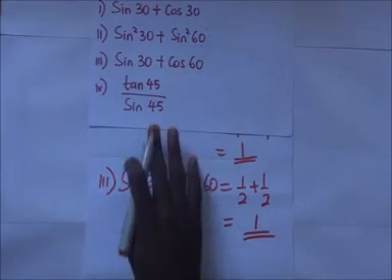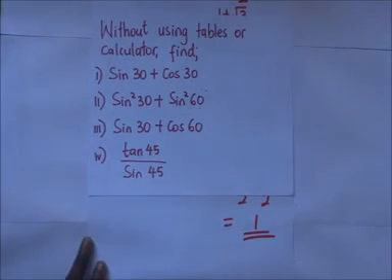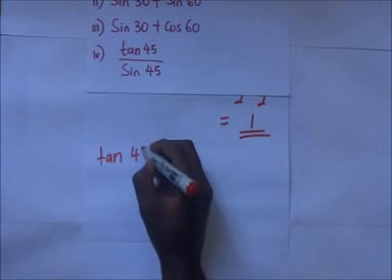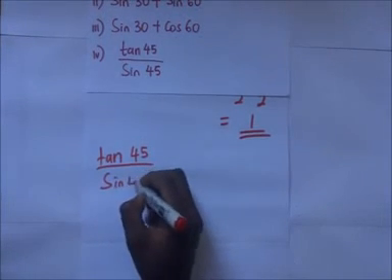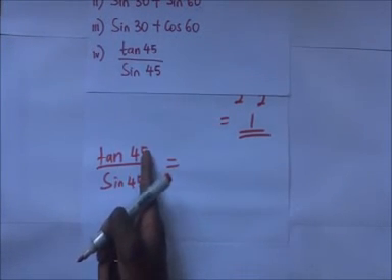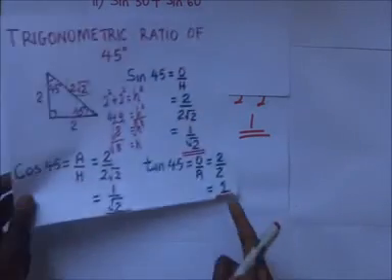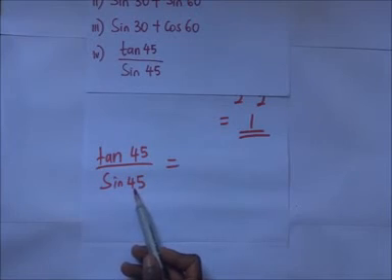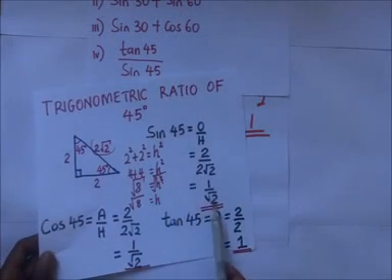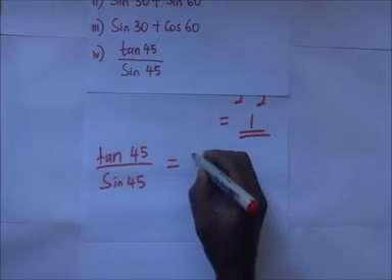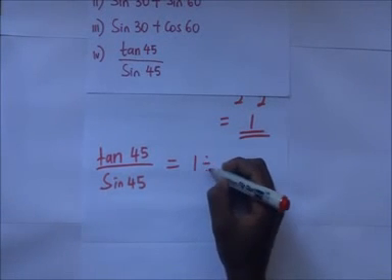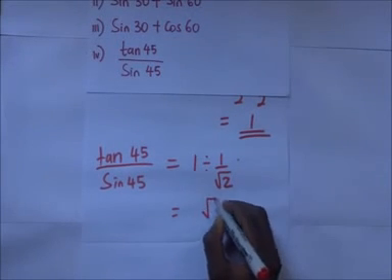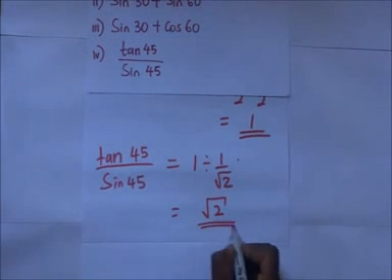And then lastly we have tan 45 over sine of 45. We're still just going to substitute our ratios. The tangent of 45, we got it as 1. Tangent of 45 is 1. And the sine of 45 is 1 over root of 2. So it's going to be 1 divided by 1 over the root of 2, and our answer is going to definitely be the root of 2.